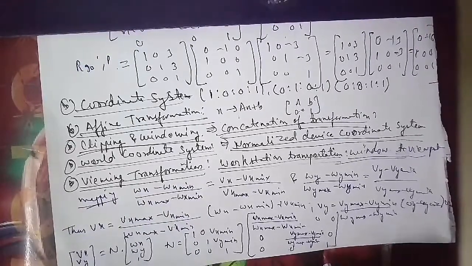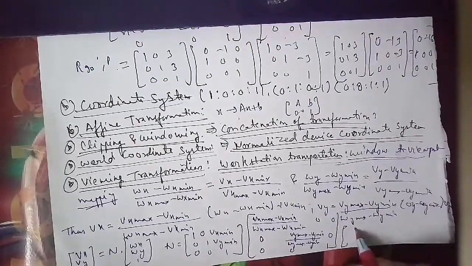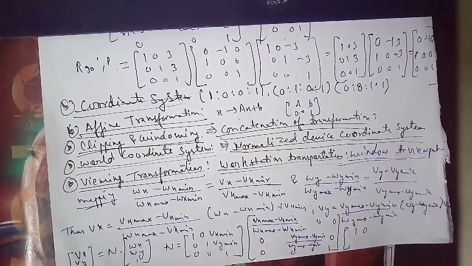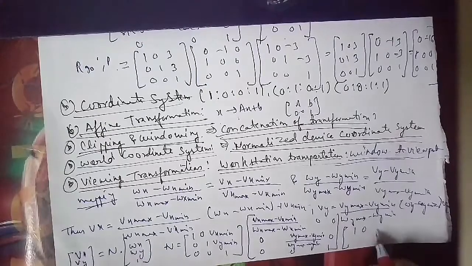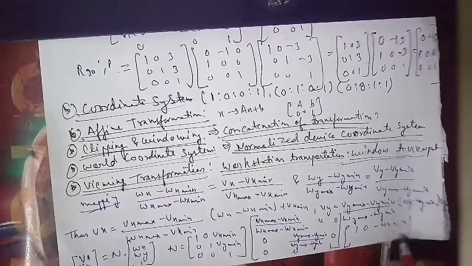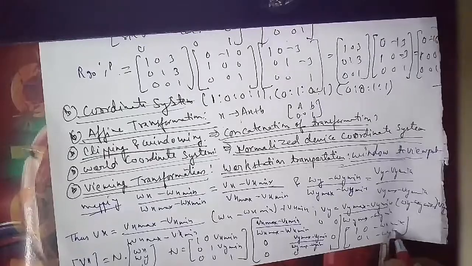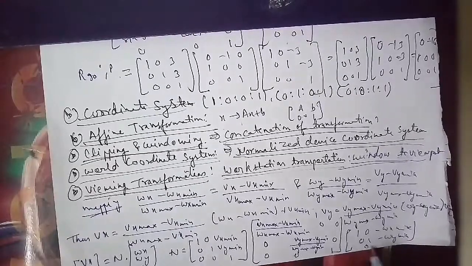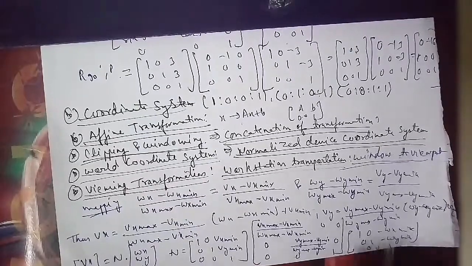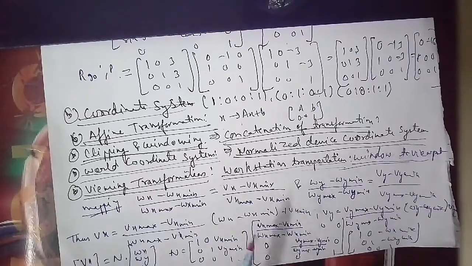We're talking about Sy, so Sy is equal to Vy max minus Vy min upon Wy max minus Wy min. Now finding out the value of N, which is equal to the matrix [1 0 Vx min; 0 1 Vy min; 0 0 1].